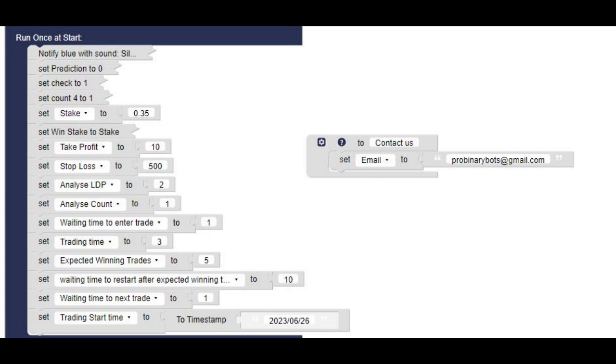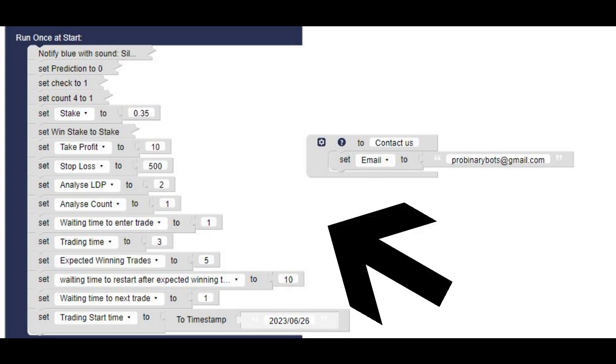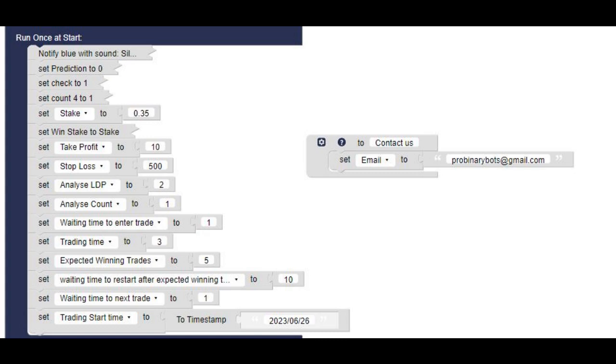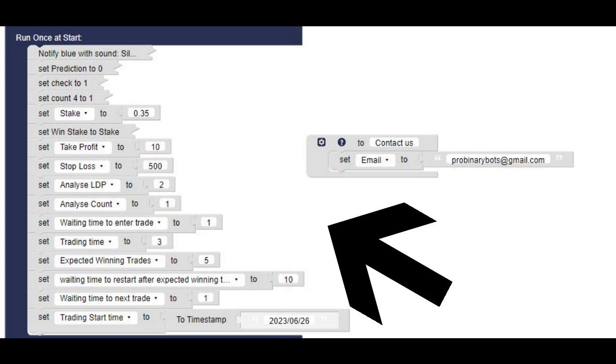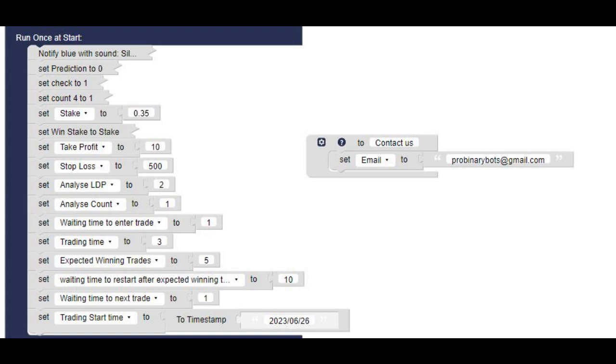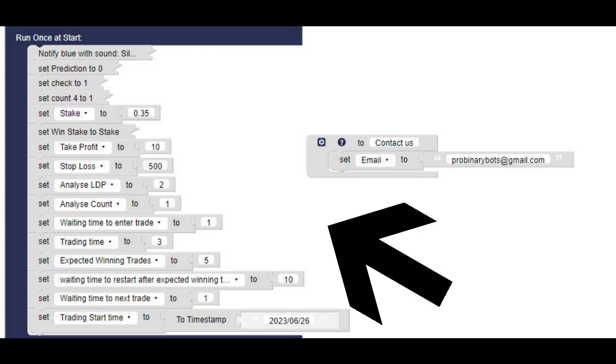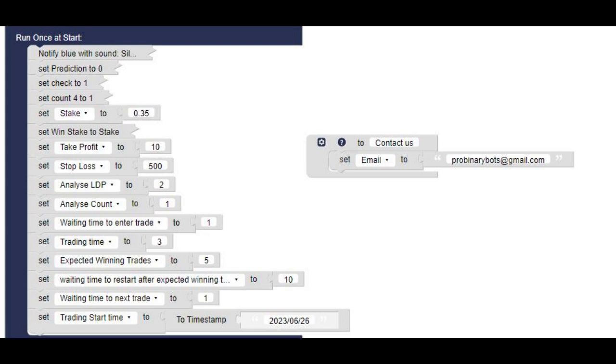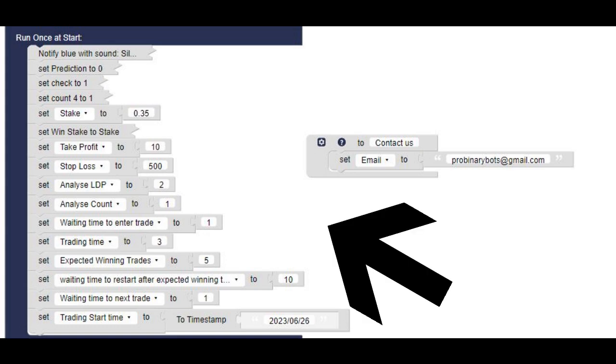The waiting time to enter a trade is the duration the bot waits, in seconds, after receiving a signal to trade. The trading time ranges from 1 to 5. In the Expected Winning Trades field, you can enter the number of expected winnings. Once the specified count of expected winning trades is reached, the bot will wait for the specified duration in the Waiting Time to Restart After Expected Winning field before restarting. The Waiting Time to Next Trade field signifies the duration, in seconds, the bot waits after completing one trade before analyzing the next potential trade. Lastly, the trading start time indicates the specific time at which the bot will commence its operations.